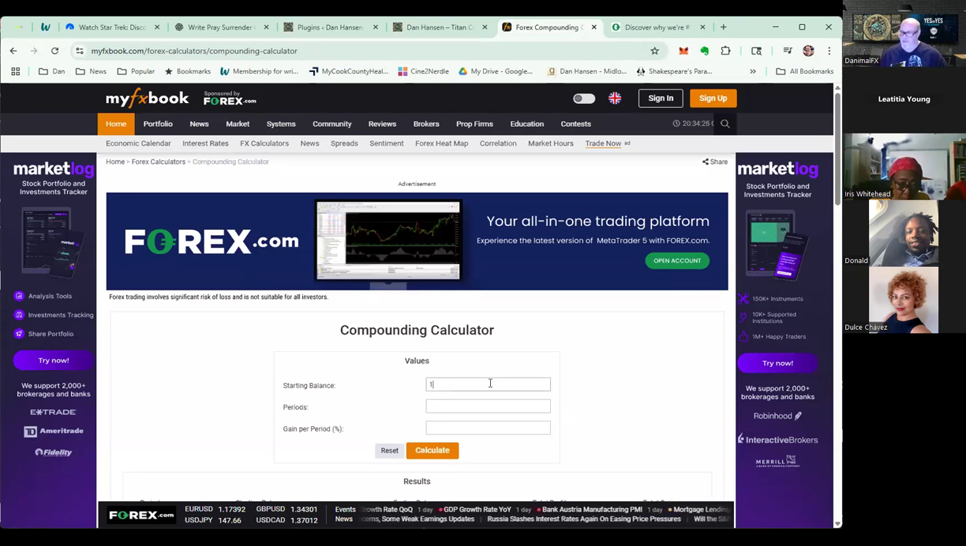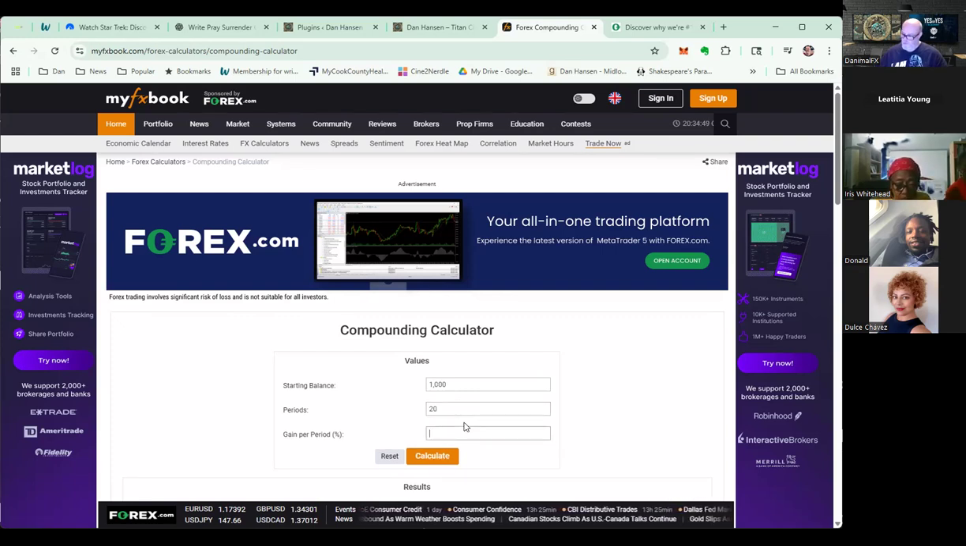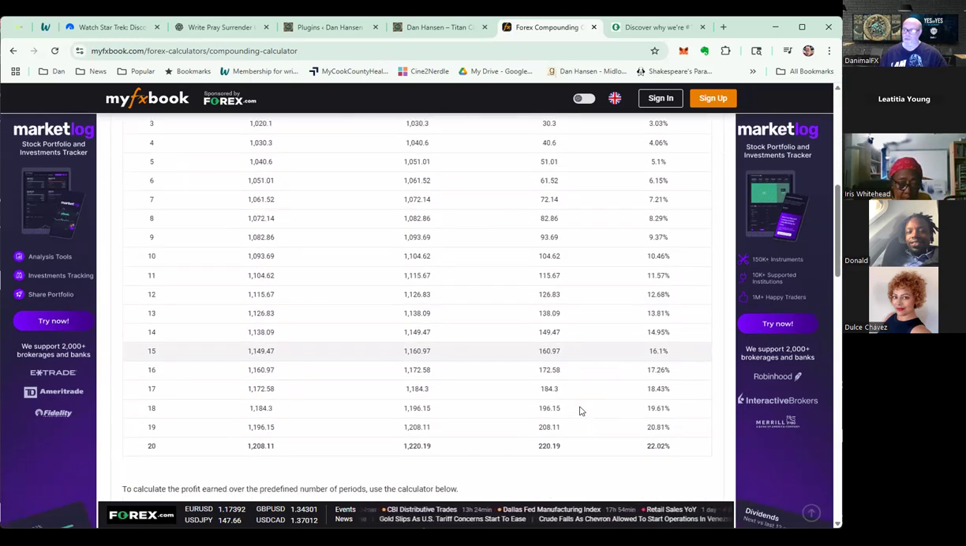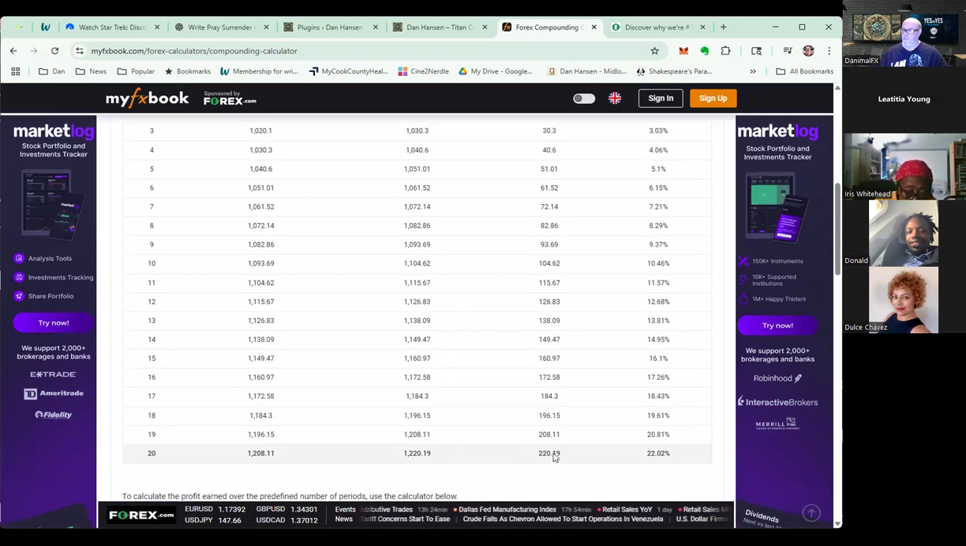So you have a starting balance. Say it's $1,000. And you're talking about 30 days, 30 months, whatever period. I usually go 30. There's basically 20 trading days in a month. So we're going to go 20 days and we're only going to gain 1% per trade. So starting with $1,000, come on, calculate. There we go. So at the end of 20 days, you've made $220.